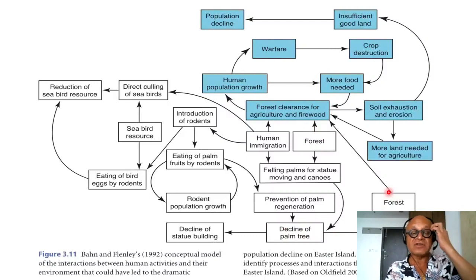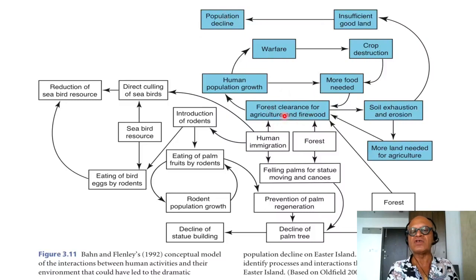So this kind of idea is also extended by Ban and Eleni's conceptual model of the interactions between human activities and their environment that could have led to the dramatic population decline on Easter Island, which is a poster child for how far human impacts can go in destroying an island in many ways. The shaded boxes identify processes and interactions that are less specific to Easter Island. I won't read through the whole thing, but you can start anywhere. Population decline is what we are talking about.